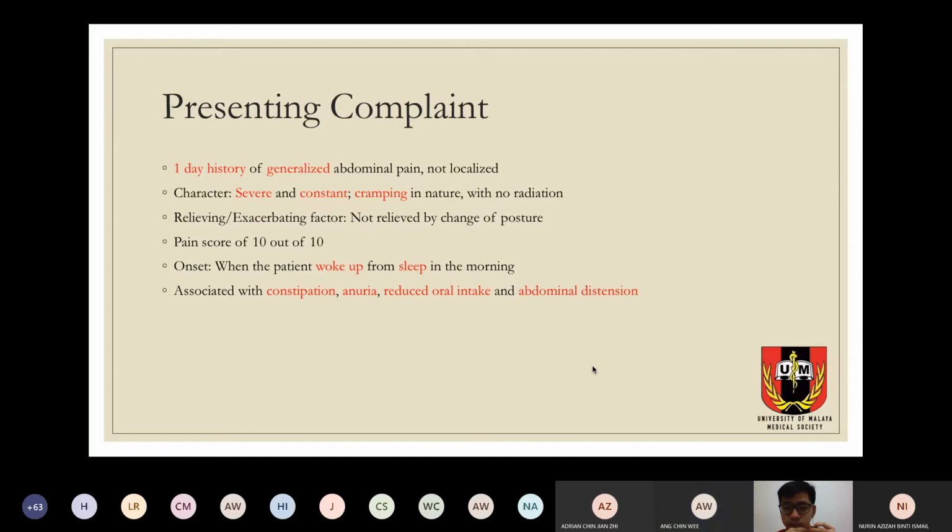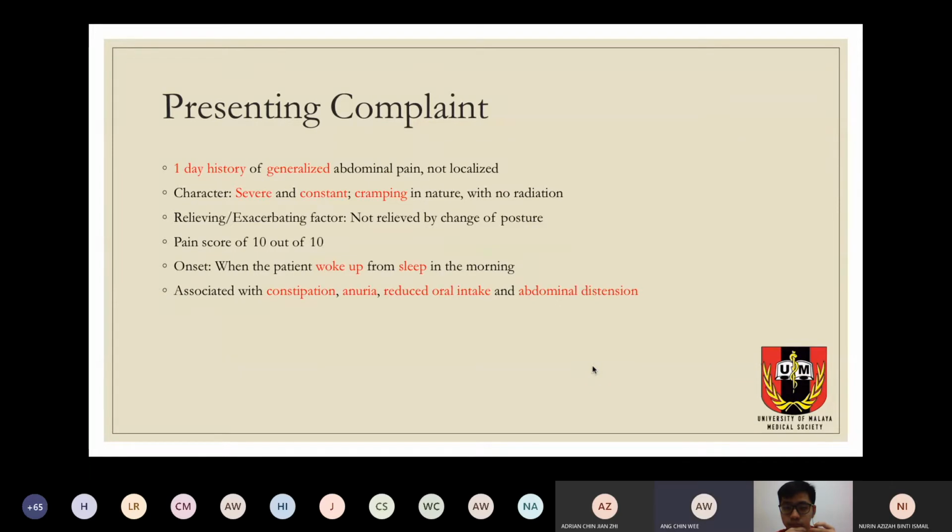Relieving and exacerbating factors, don't have. The onset started when the patient woke up from sleep in the morning, and the pain has been there, severe and constant, throughout until the presentation to the hospital. The presenting complaint is also associated with constipation, anuria, reduced oral intake, and abdominal distension. So from this presenting complaint, what do you think, doctor?